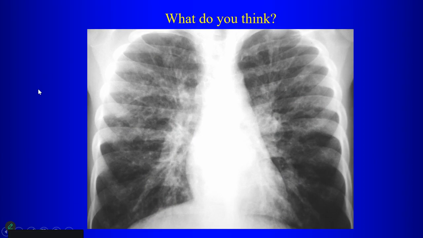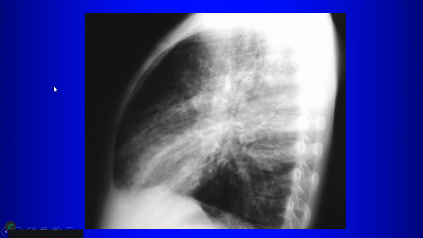And then we have another patient here who has some interstitial opacities, upper lung distribution. The lateral view shows what? Well, what do you think of the lung volumes? Increased, right? Lung volumes are increased. What is this?